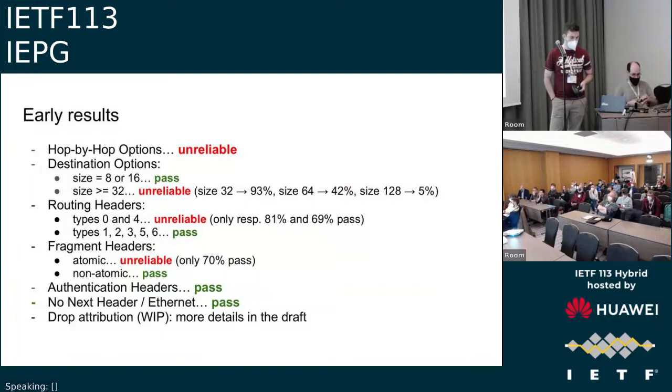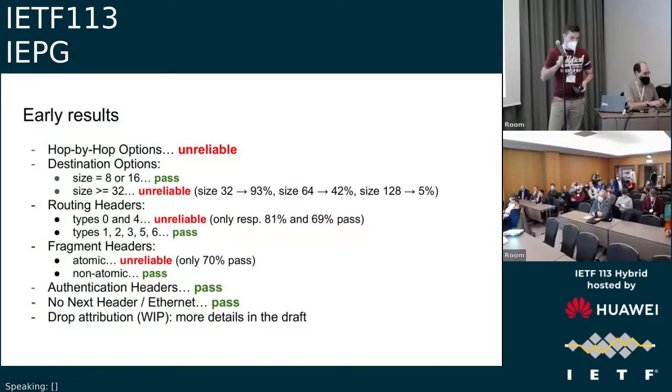For the routing headers, types 0 and 4 are unreliable. Again, unreliable, but still good: 81% and 69% pass. But here, type 0 is deprecated, and type 4 is segment routing, so no big surprise here. And types 1, 2, 3, 5, and 6 go through. For fragment headers, atomic fragment headers are unreliable, with 70% going through. And non-atomic fragment headers all go through. Authentication headers, no next header, or Ethernet, they go through.